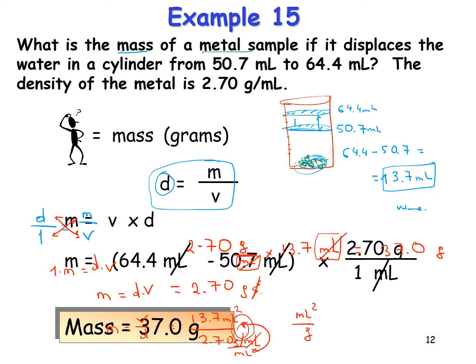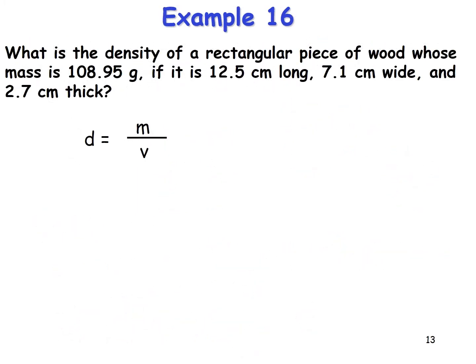So one thing important here, keep in mind, you always want to make sure that your units work just like your numbers do. All right, so here's the answer. So here we have a rectangular object. We have the mass, the length, width, and the thickness, and we need to find the density.